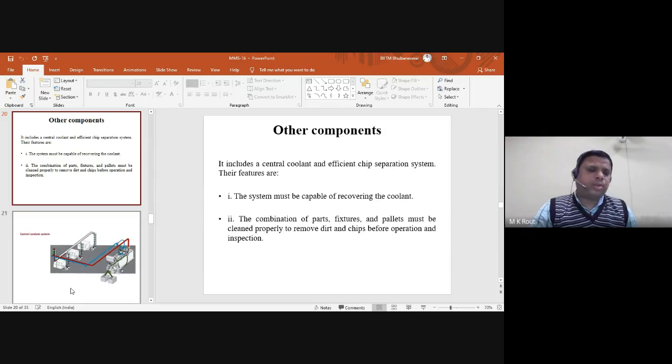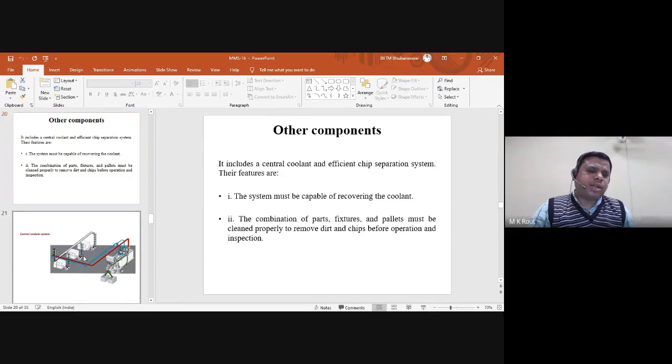system is concerned. Whenever you go for the setup of machines, your parts, your fixture, your tool, your pallet, and your spindle should be neat and clean, very much dirt free, and there should be no microchips or presence of any chip before the operation and inspections.